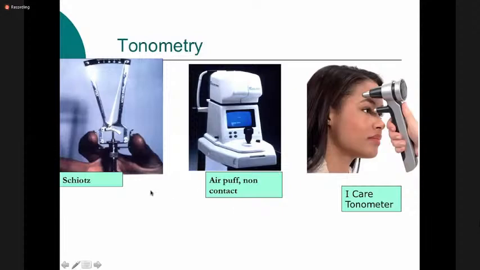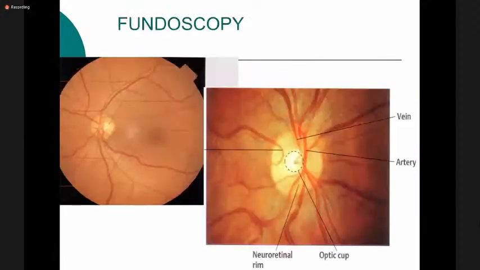Other more traditional methods are the Schiøtz. We don't use that too much anymore. Then in the clinic, you have the non-contact tonometers, and we also have the iCare tonometers. So these are just different ways of measuring intraocular pressure. And if the pressure is high, these are patients who should be managed accordingly.